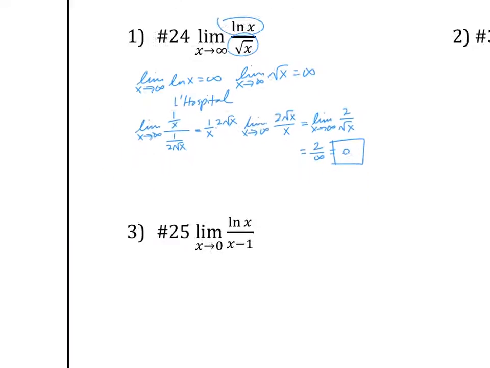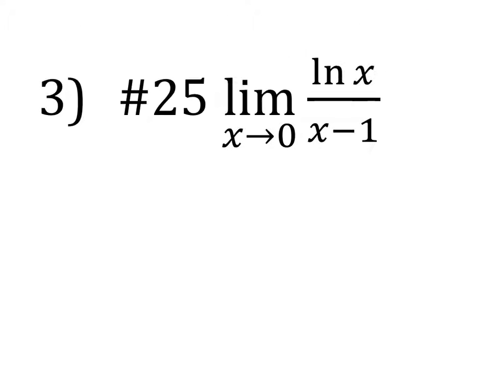Okay, let's try number 3. This one goes to 0. If you plug in 0, what do you get? Natural log 0 is what? Negative infinity. It doesn't exist, right? It keeps going down. What's 0 minus 1? Negative 1. So you get negative infinity over negative 1.